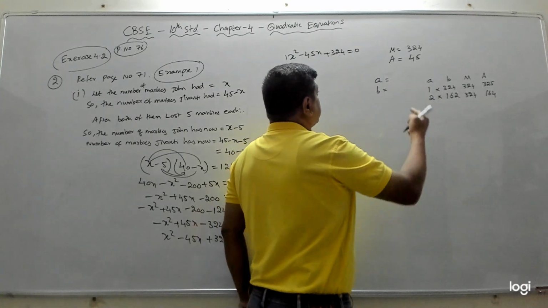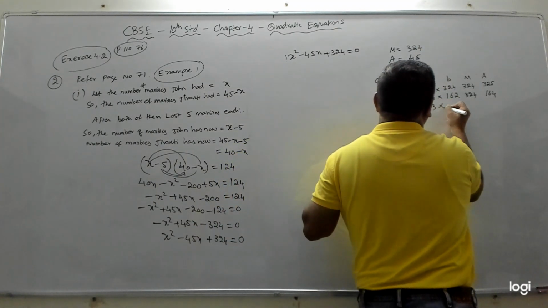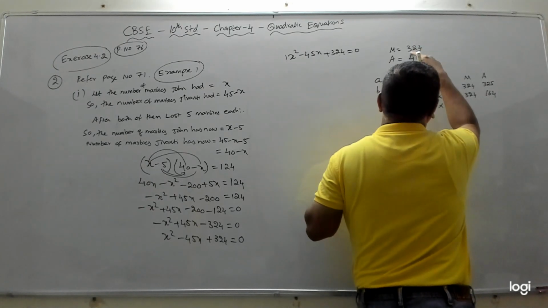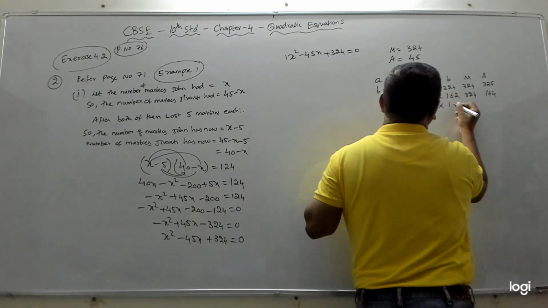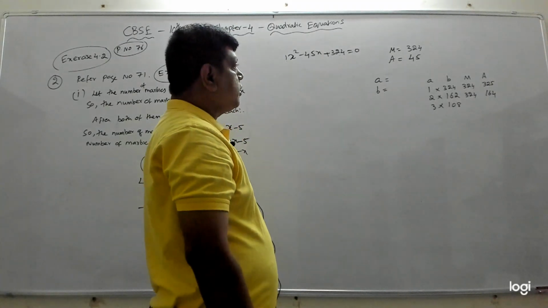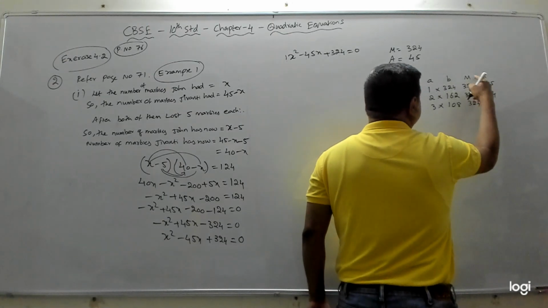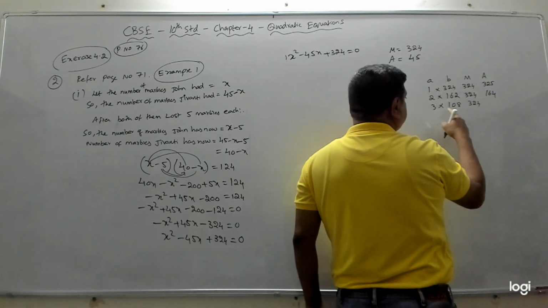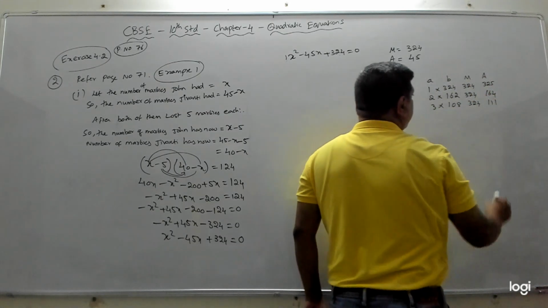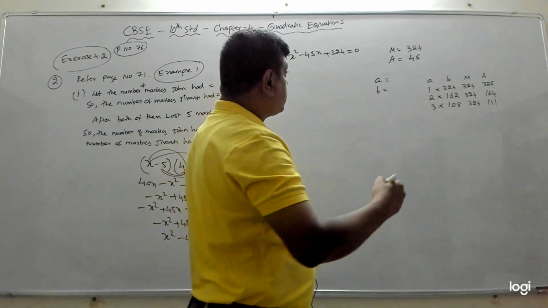Next, number 3. Does it go in 3? Yes, this number is divisible by 3. So 3 into how much? Divide this by 3. 108. 3 into 108 is 324. This into this is the 324 multiplication. But if you add 3 and 108, it will give you 111. But we should get 45. This also doesn't work. Then let's go to 4.